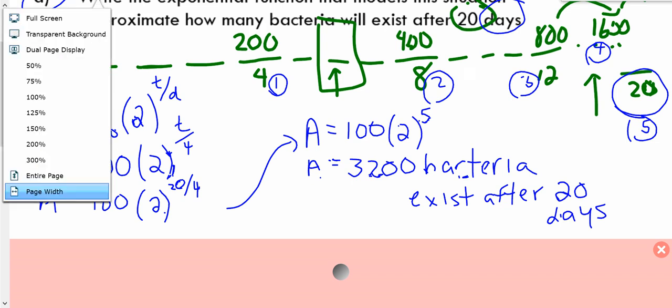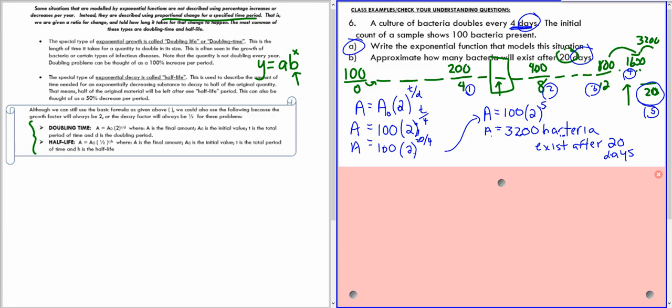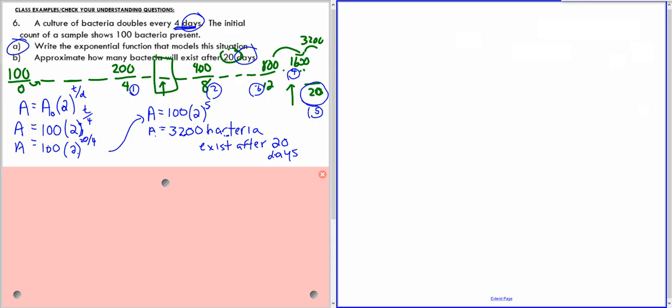Okay, now I wanted to show you an alternate way you can look at this. So right now we've got a formula that looks like this: A equals 100 times 2 to the t over 4. Now, remember your exponent laws. We did this before March break, so hopefully you remember that we could use our exponent laws to break this formula, this power, up.